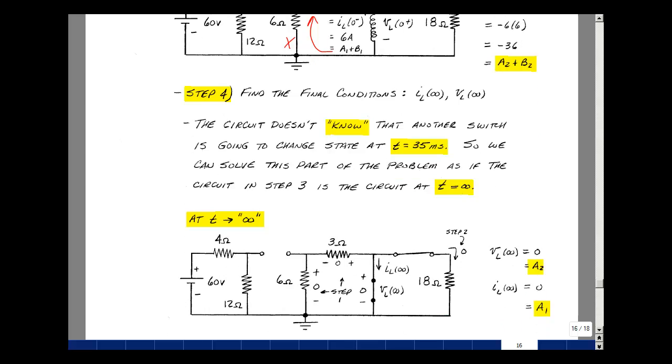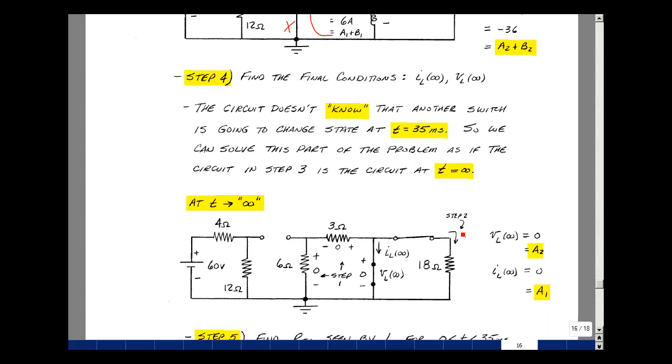So I'm going to write down here, let's let t approach infinity, but put quotes around it to indicate the fact that we're using this as a mathematical technique and that we're going to find our unknowns and then go back and deal with the switch opening at 35 milliseconds. If the switch were to stay closed, then what's going to happen? Well, the inductor, if you wait long enough, will look like a short circuit, and that means the voltage across it is 0.